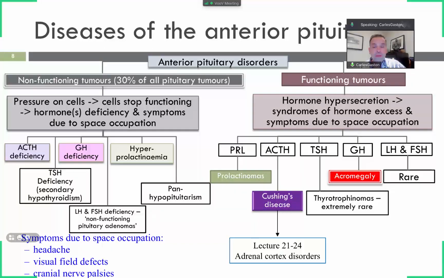Normally, the symptoms are due to space occupation, known as mass effect, and the normal presentations are headache with visual field effects, because obviously it's growing near the visual tract and compresses it. And obviously there are cranial nerve palsies because it can also affect the cranial nerves.